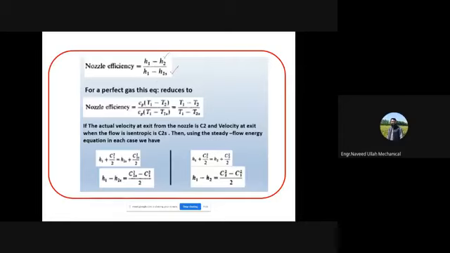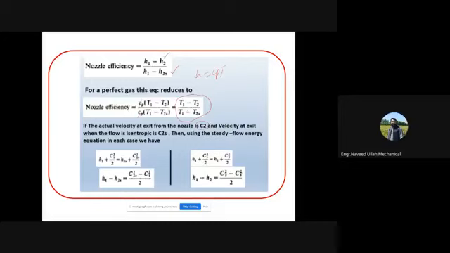And you know, this is simple. You can relate H is equal to Cp times T. You know this very well from the previous chapter. You can convert these enthalpies into Cp T1, and so on. You can do this yourself. Cp will cancel out and this is your nozzle efficiency, right? Okay, they are saying that if the actual velocity at exit from the nozzle is C2.